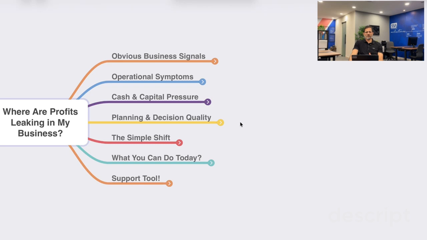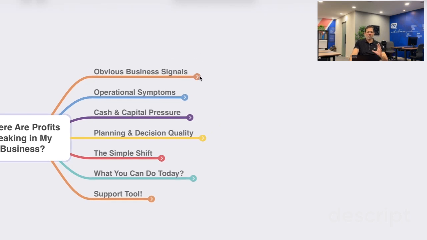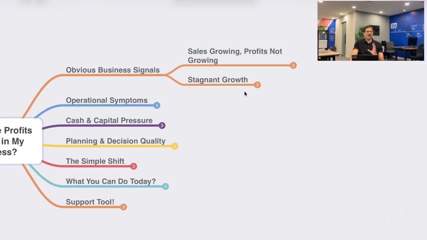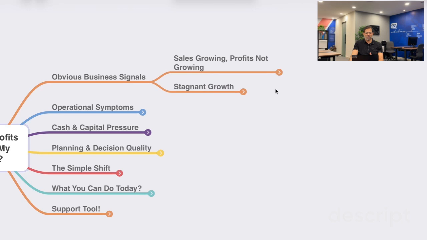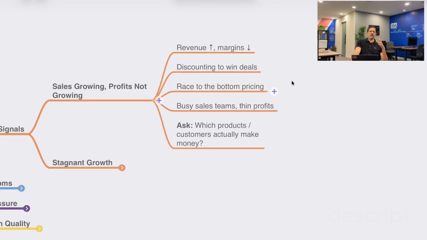So the obvious business signals. Let's start by asking what kind of signals you may likely miss that your business is already telling you. You may be in a business where sales are growing, but your profits are not keeping pace with the sales growth. Maybe you're discounting aggressively to win customers. Maybe this is what your competition is doing, and you may be engaged in a so-called race to the bottom, where in the quest to capture market share, we may be eroding margins as we do that. So this ends up becoming a bit of a race to the bottom where no one wins.